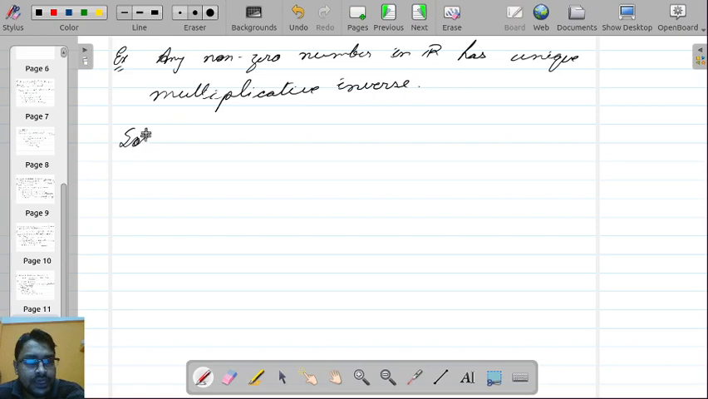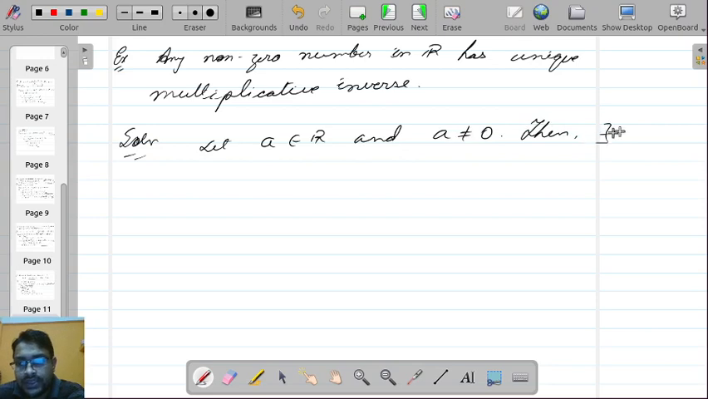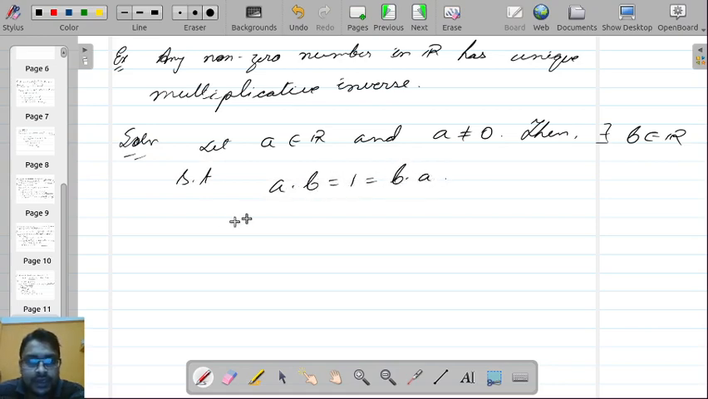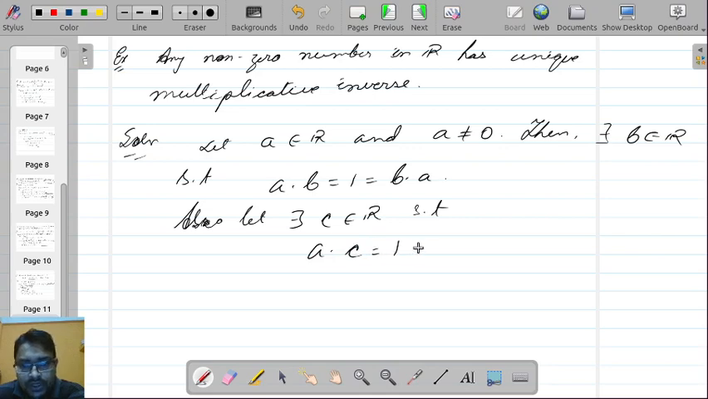Okay, so let A belong to R and A is not equal to 0. Then by field axioms there exists an element B inside R such that A into B equals 1 equals B into A. Also, let there exist C inside R which satisfies A into C equal to 1, meaning there is another element which satisfies the same thing. What I have to show is that B and C are actually equal.